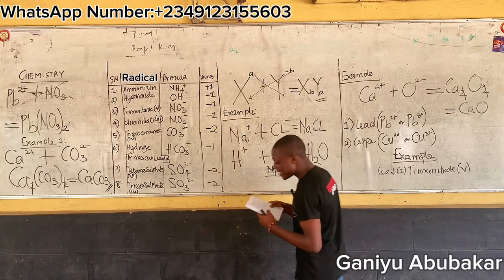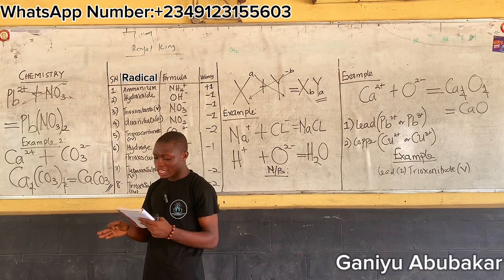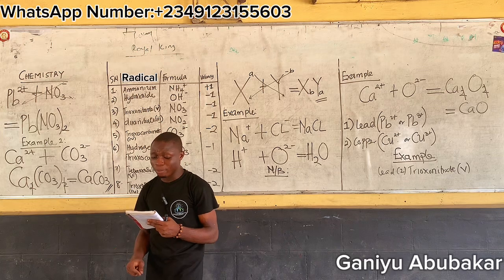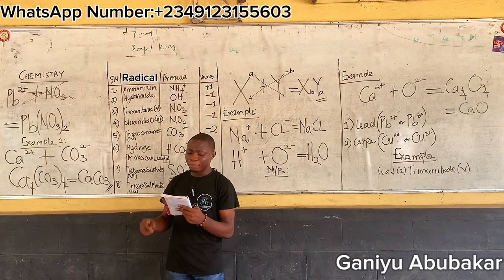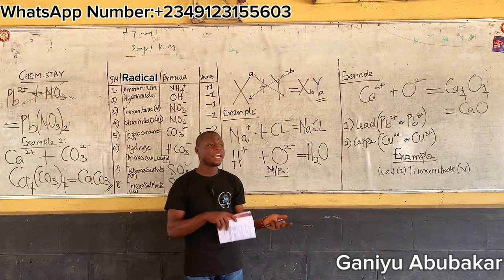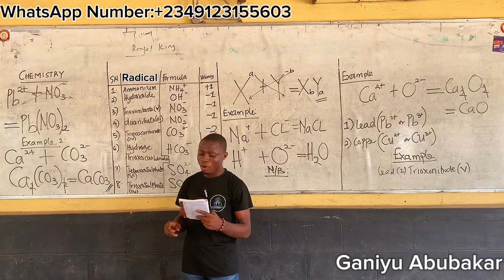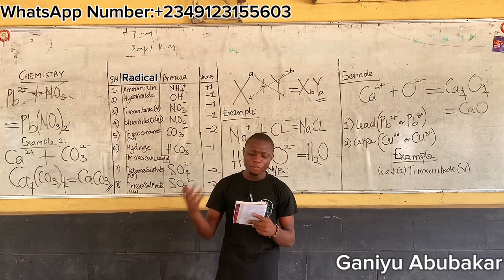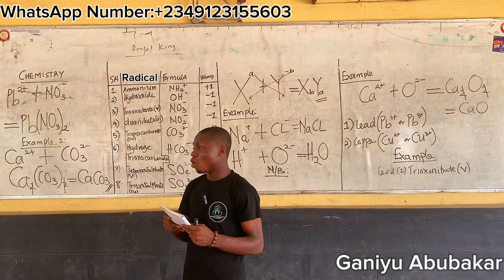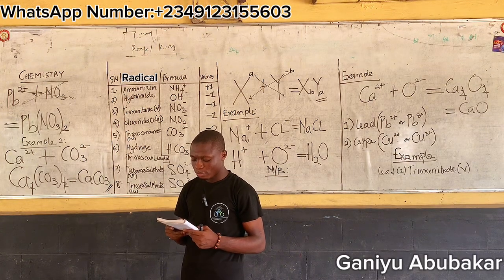So just put it down. It says A is an element with atomic number 11, and B is an element with atomic number 17. Full stop. If A and B react to form a compound, what is the formula of the compound? Are we there?